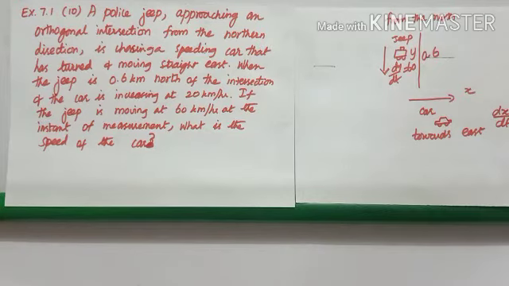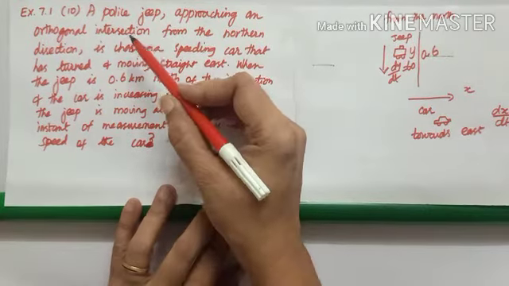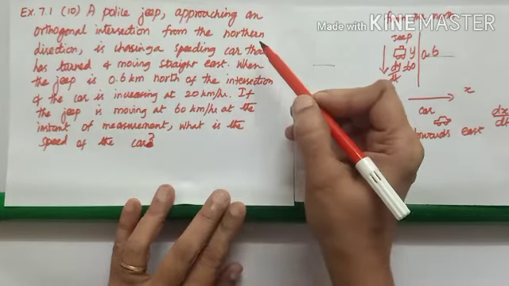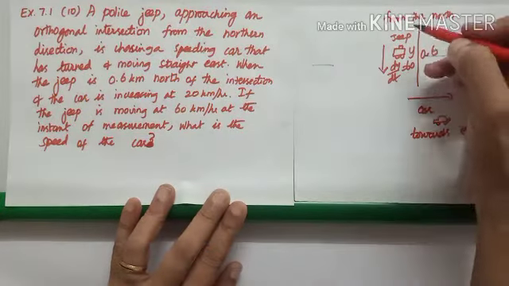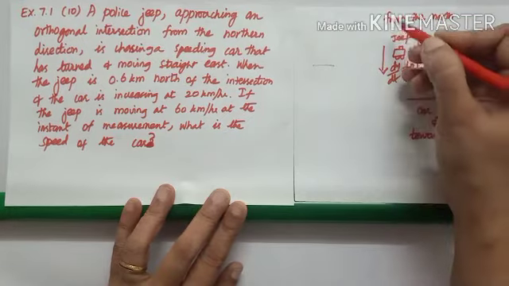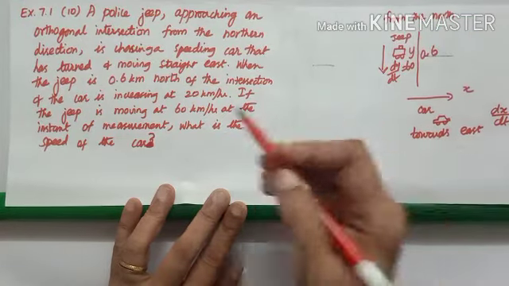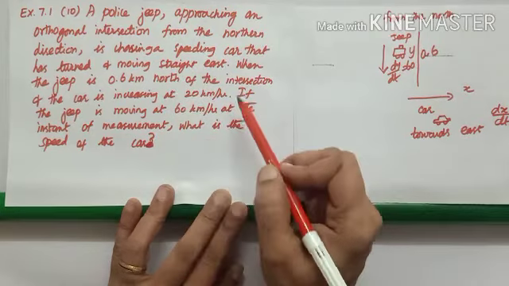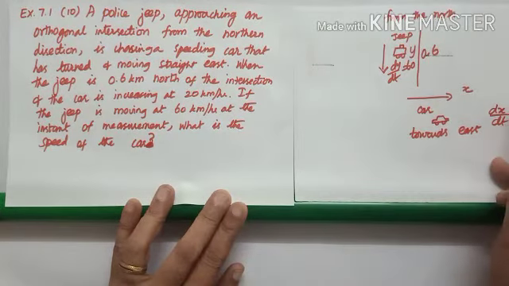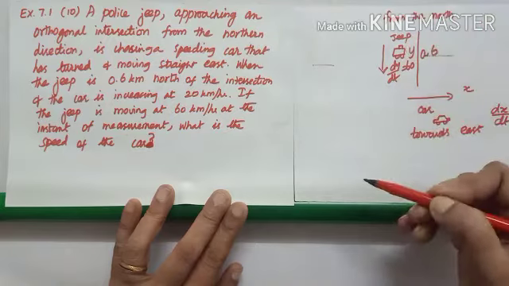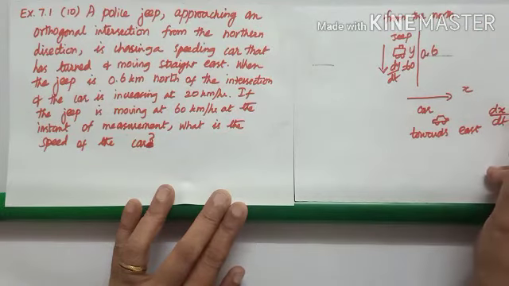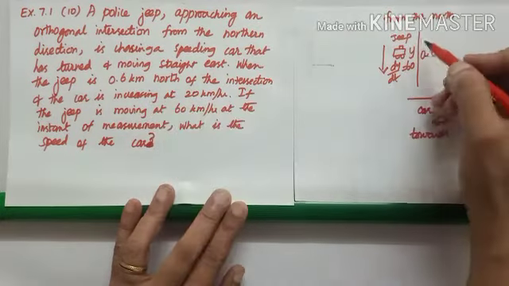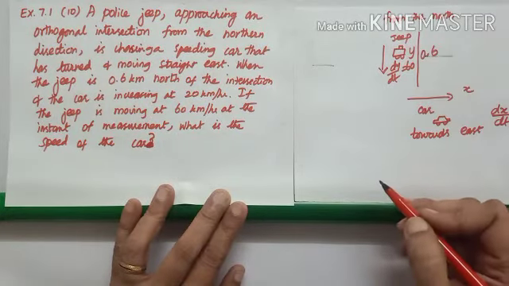Exercise 7.1 question number 10. A police jeep approaching an orthogonal intersection from the northern direction. So, police jeep is proceeding from the north. It is chasing a speeding car which is moving towards east. Car is moving towards east. So, jeep comes from the north, car goes towards the east. Jeep is 0.6 kilometers. So, the distance is 0.6.